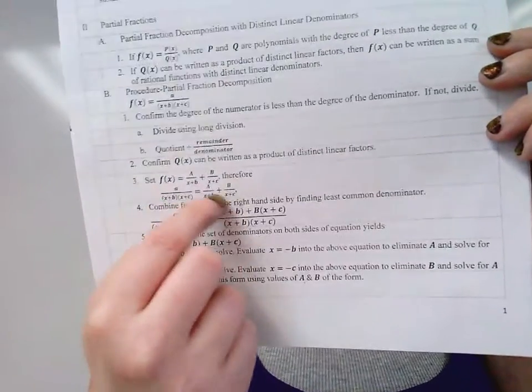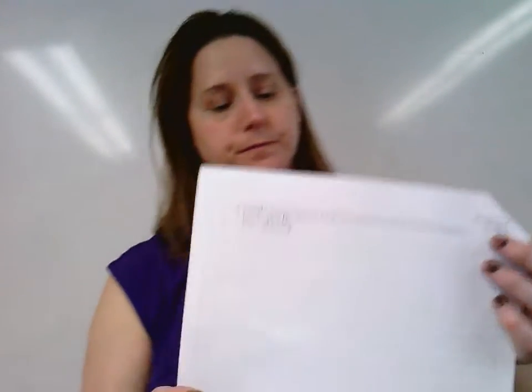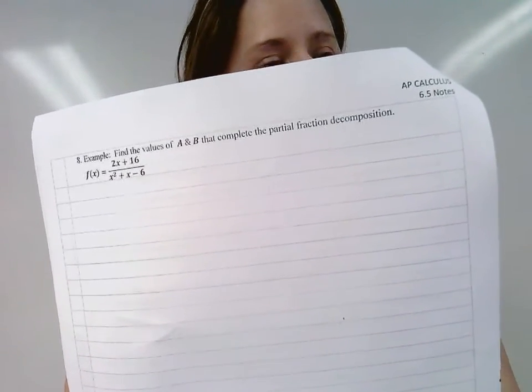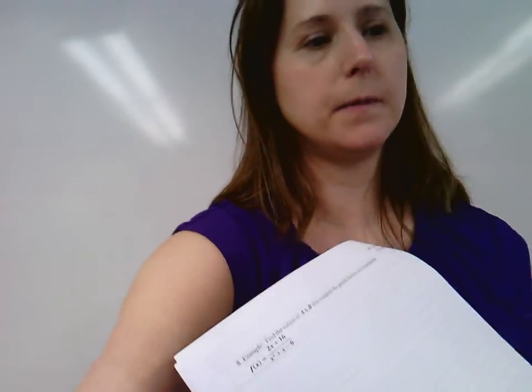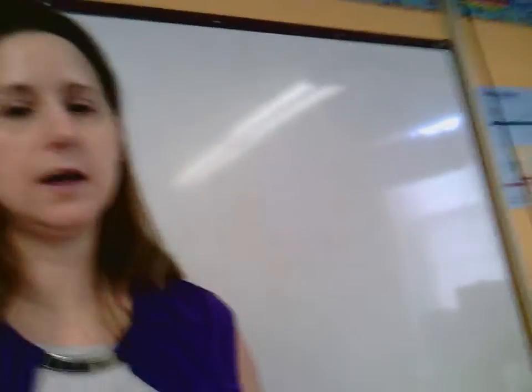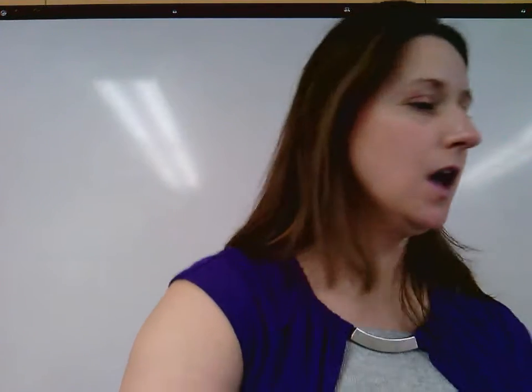So let's do our first example, which is going to be finding A and B that complete the partial fraction decomposition of f of x equals 2x plus 16 over x squared plus x minus 6. Now I think this is crooked, so I apologize if my work is really crooked, but I have no idea how to fix it. Okay, well that's better. Alright, I fixed it. Yay me.